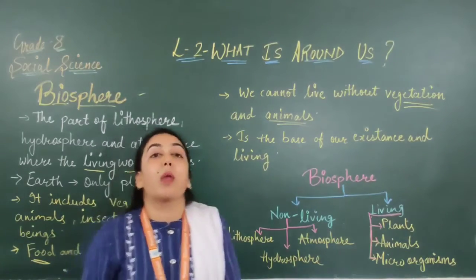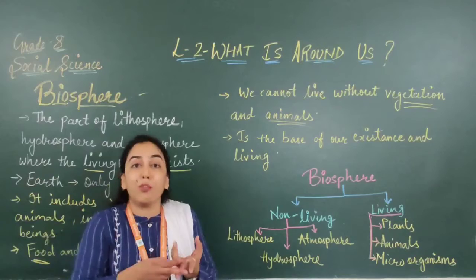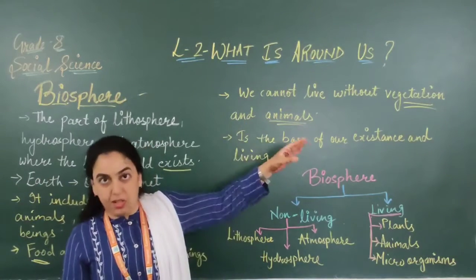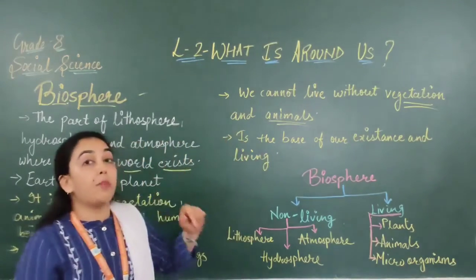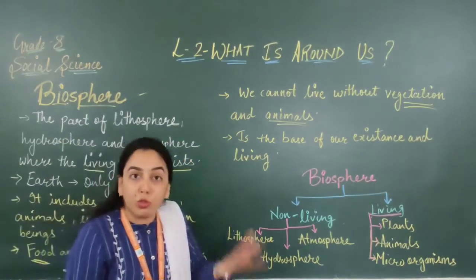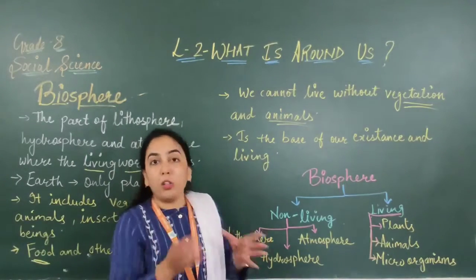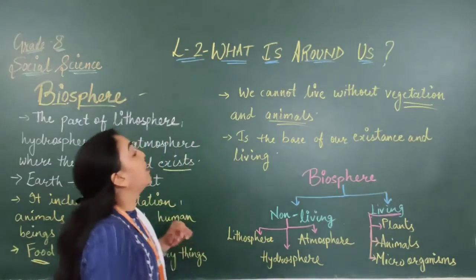How animals? We get many things from animals. We get milk from animals, we get meat from animals, many things. So that is why we need these things. And if biosphere is not there, these things will not be there. If, for example, animals want to survive, they need proper air, water, land, all the things they need properly. So that is why all the things are connected here.